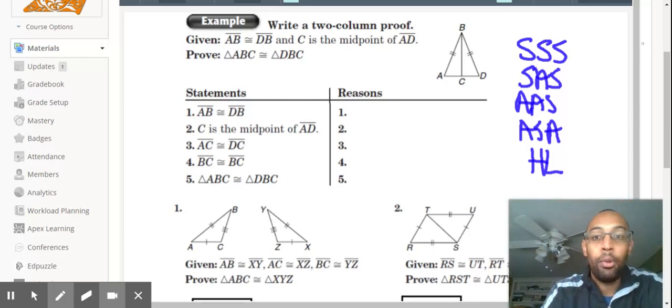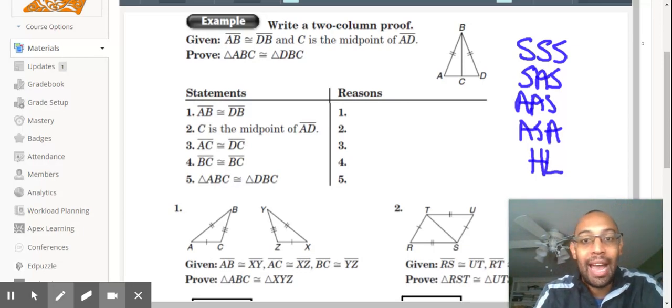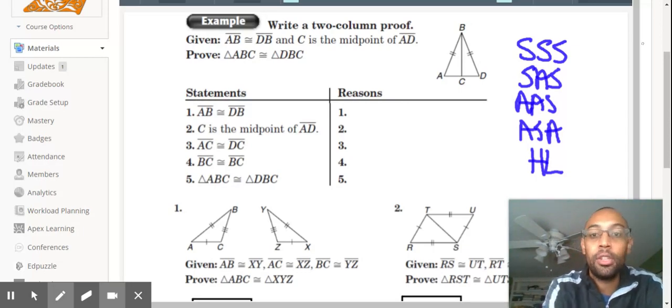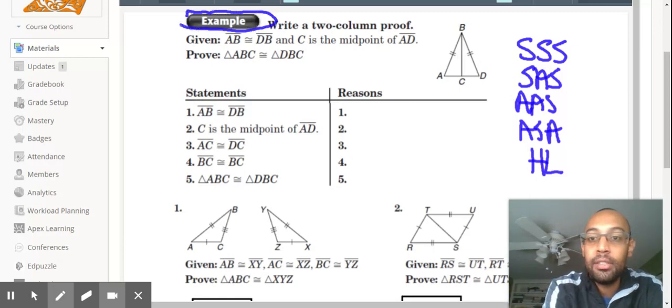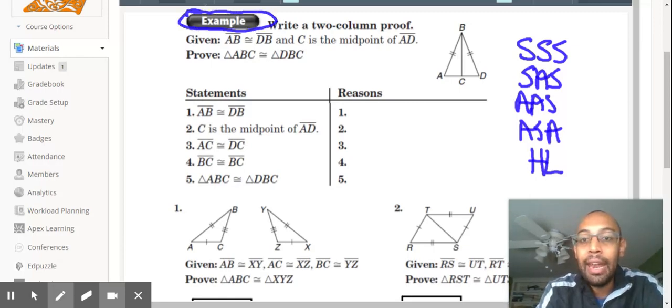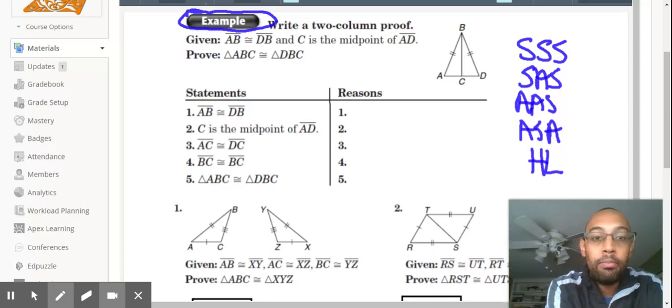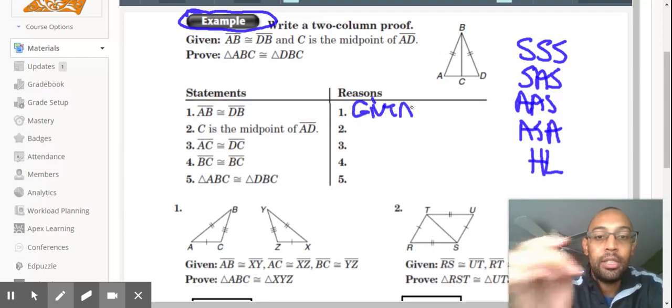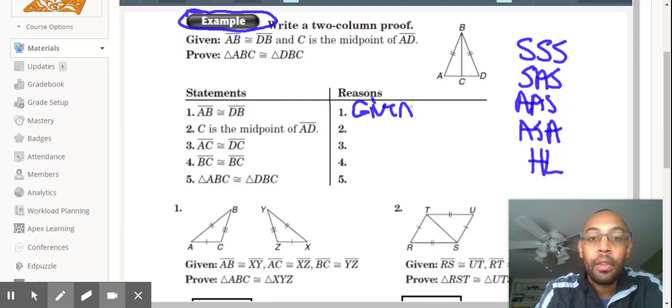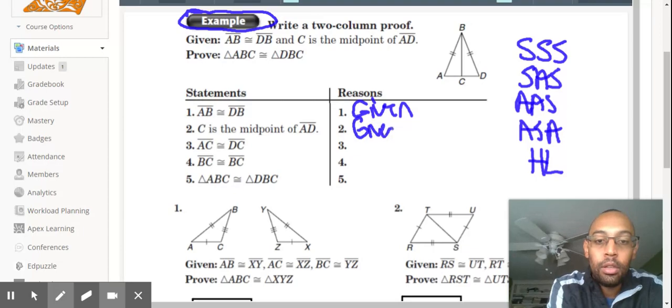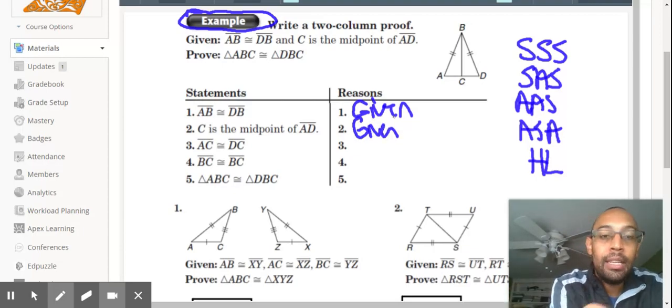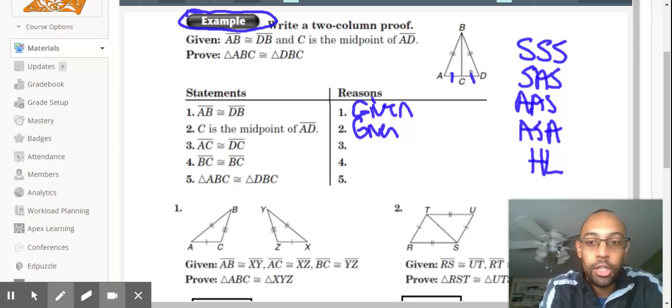Okay, so looking at this example, it gives us 2 pieces of information. It asks us to prove that triangle ABC is congruent to DBC. Given that AB is congruent to DB, they already showed that by doing 2 tick marks, so that reason is given. Every proof begins with the given statement. Telling you C is the midpoint of AD is also a given. Knowing C is the midpoint of AD tells us that AC and DC are congruent to each other.